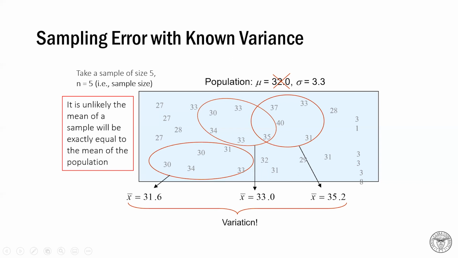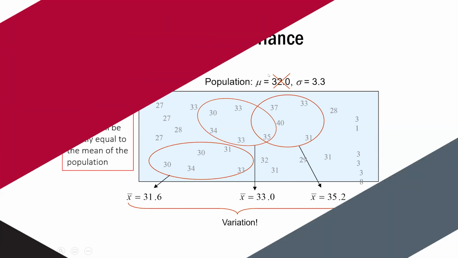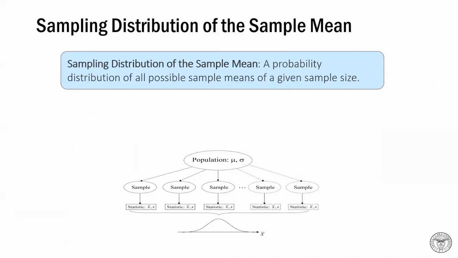In this sense, it is unlikely the mean of a sample will be exactly equal to the mean of the population. So how can we determine how accurate the sample mean is? In the next few slides, we will use the sampling distribution of the sample mean to help explain how we can rely on sample estimates. First, the sampling distribution of the mean is defined as the distribution of all possible sample means when you take a sample from the population.